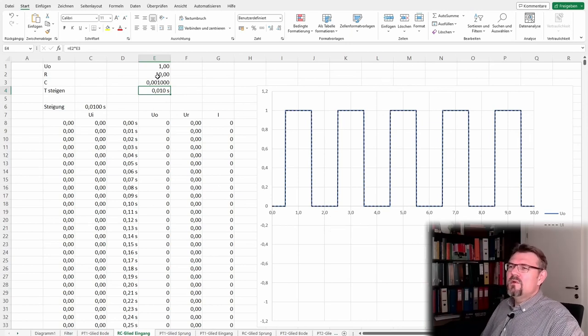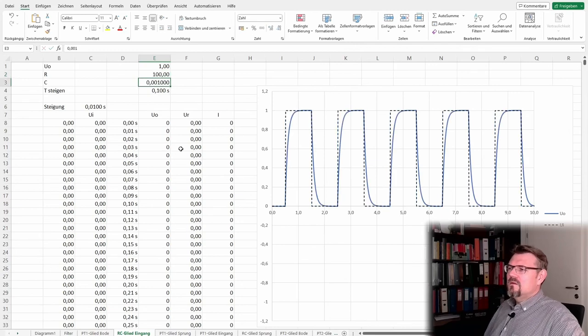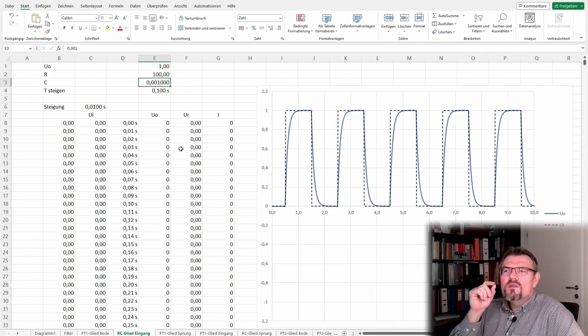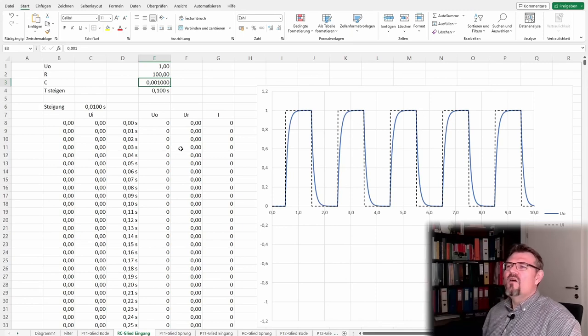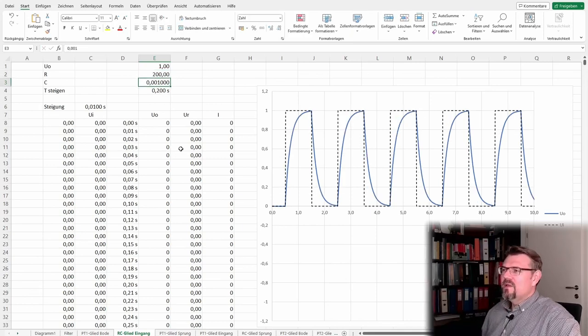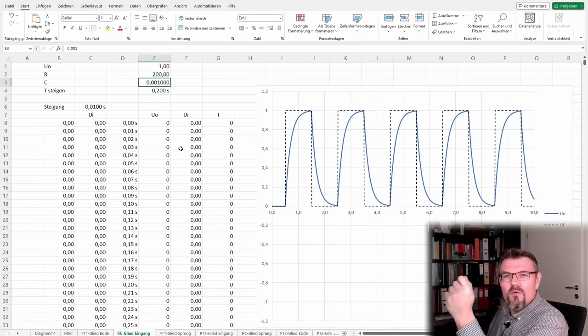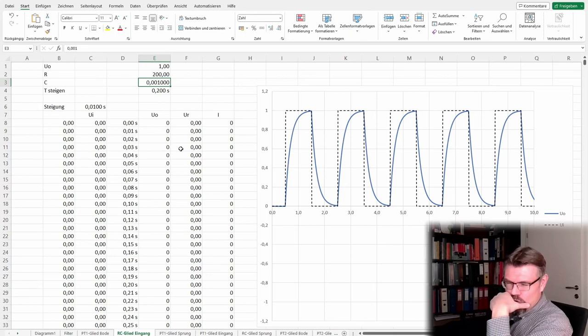And now let's see what is happening if I raise R. Aha. Now we have a 0.1 second time constant, and we already see this going up, going down. This smoothing of the rising edge, of the falling edge, this smoothing of the edges. We see it already. This is simply because the time constant is now higher. Let's make it a little bit higher as well. This is exactly what I tried to draw here. And now this is really calculated. This is how it would look like in real. All right.